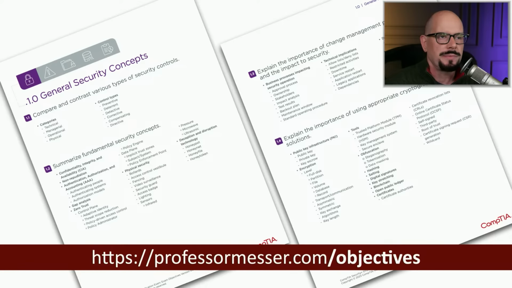You simply go to professormesser.com/objectives, and there's a link over to the CompTIA website, or go to your favorite search engine and look for CompTIA exam objectives. It'll take you right there on the first link to the page that you need to be on. That is where you can really know if a particular topic is something that you should know or something you don't need to worry about for the actual SY0-701 exam. So have a look at that and see if that makes any sense.